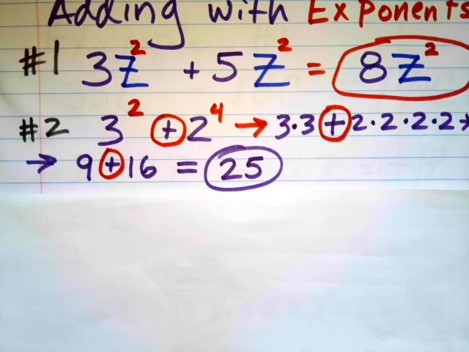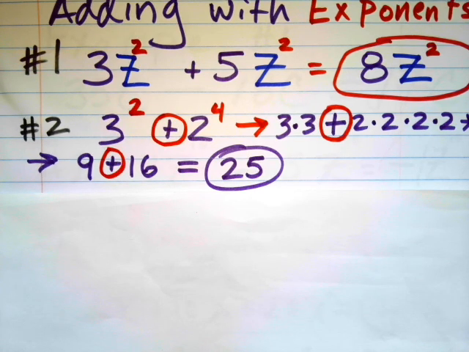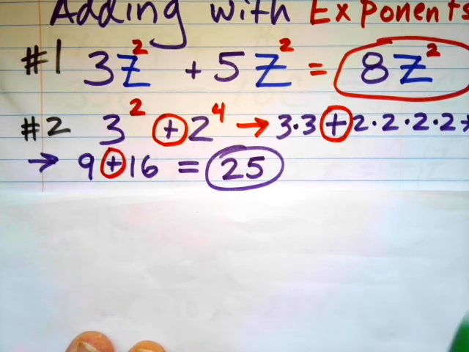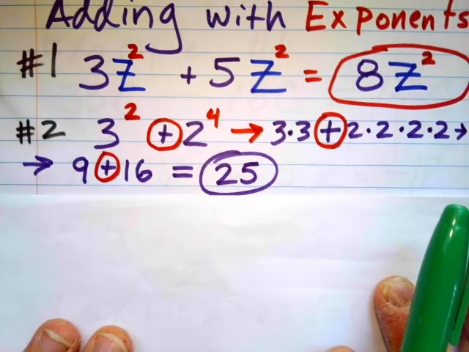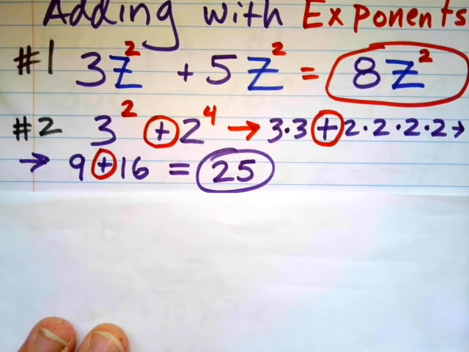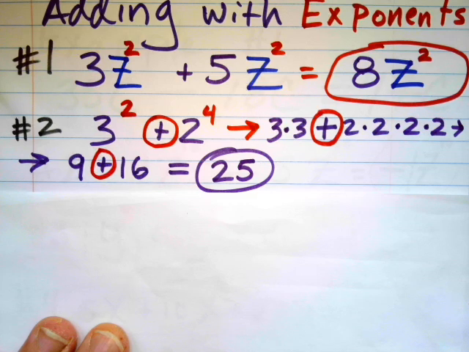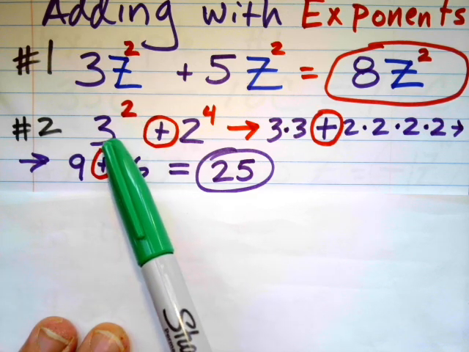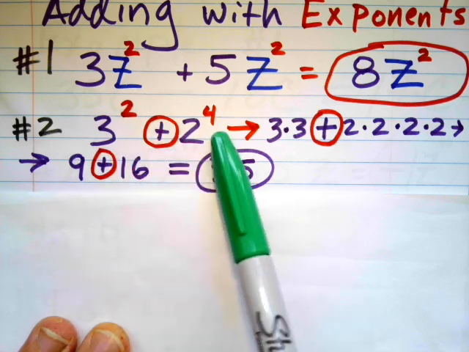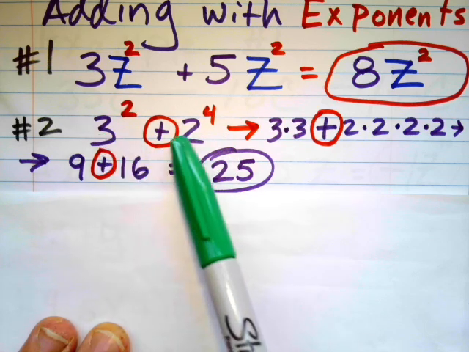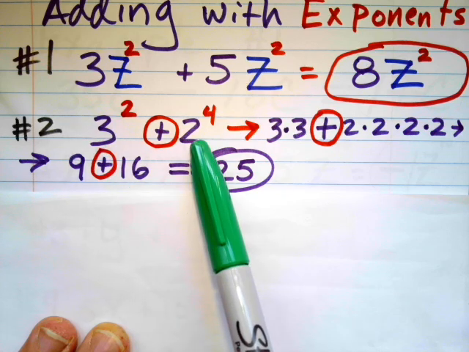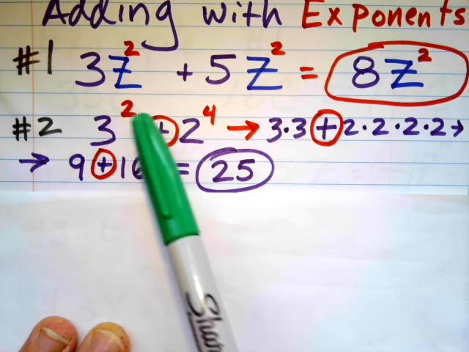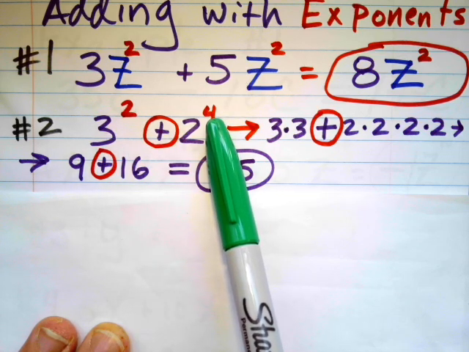In problem number 2, I'd like to break this down a little further to simplify these terms. Now, the bases are the same, right? I just wanted to explain what this all means. We have 3 and 2. The bases are the same. However, the exponential powers are not the same.